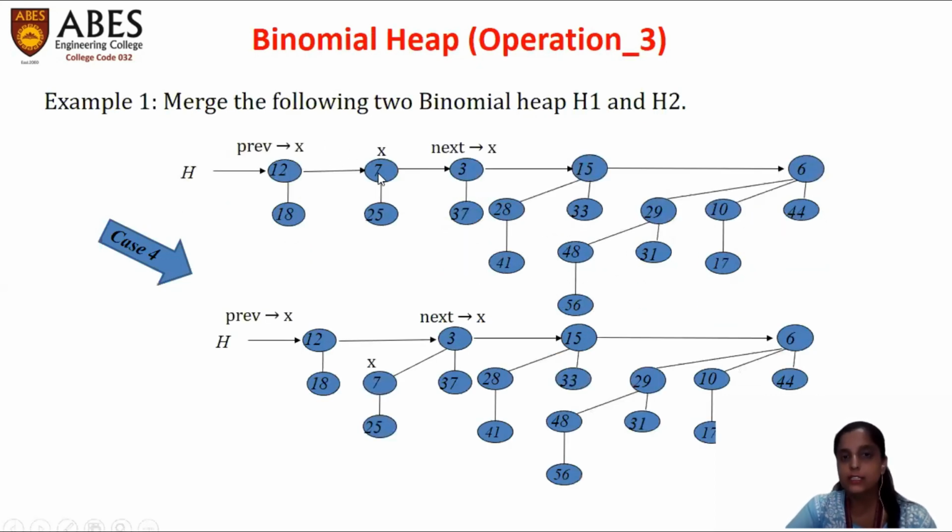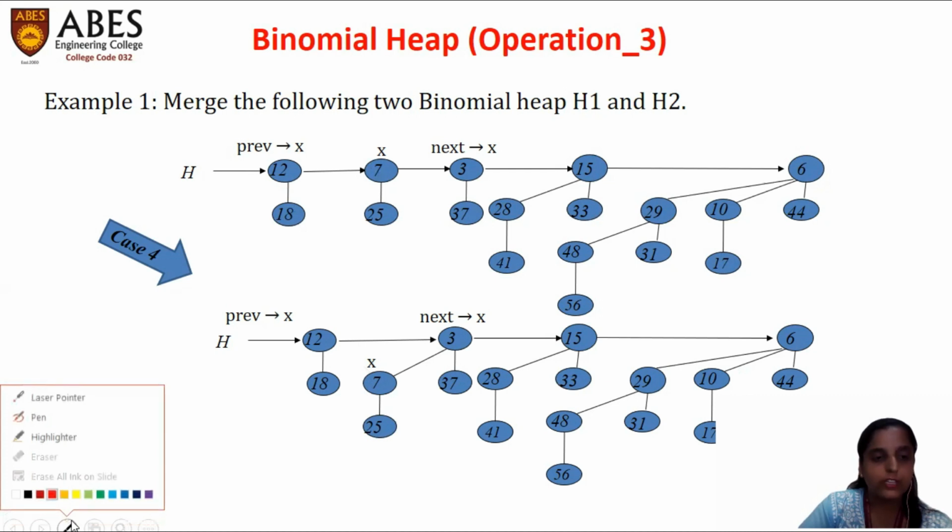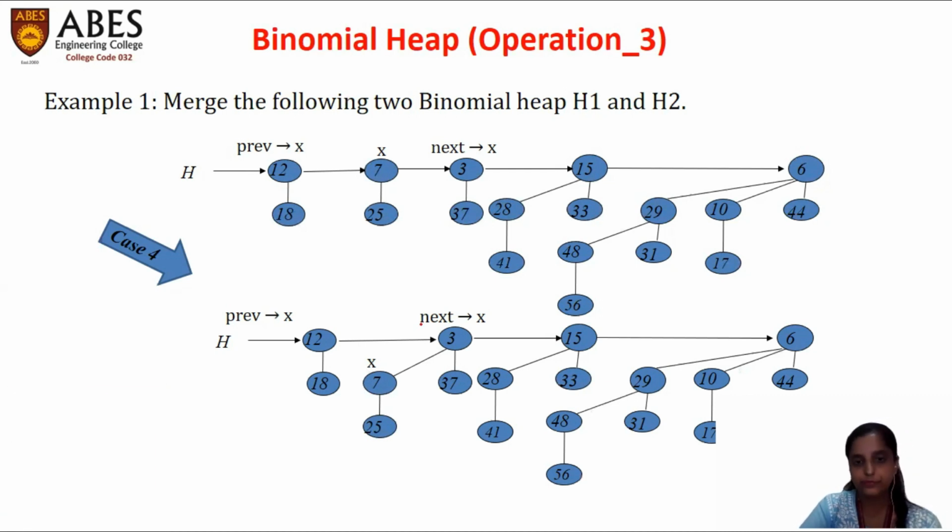See, 7 is greater than 3. So we'll apply case number 4 and we'll remove this 7 from here and attach it here. We'll remove x from the root node and attach it to next x. Same as we have studied when we were watching the cases. So this is how it actually works.